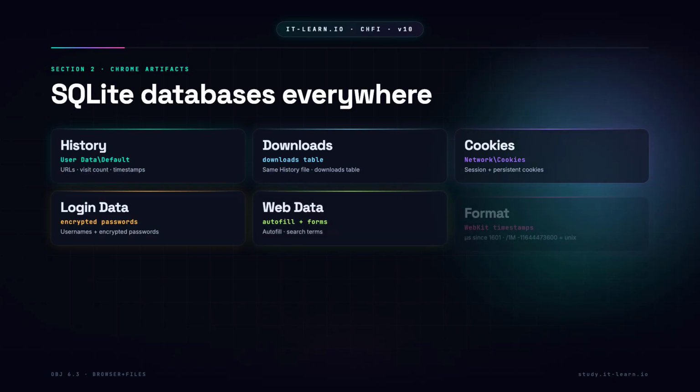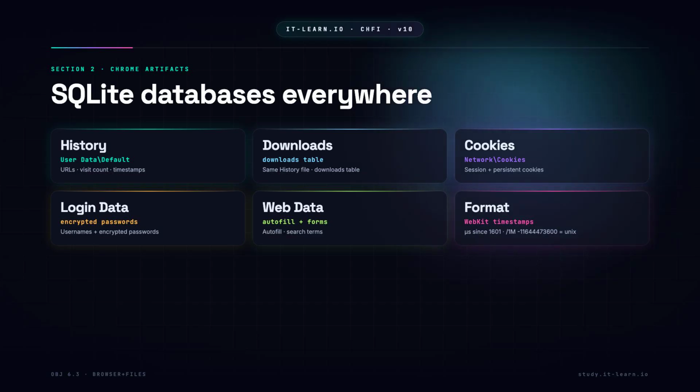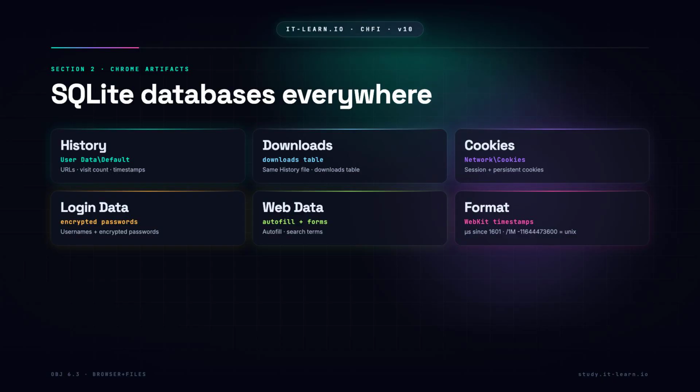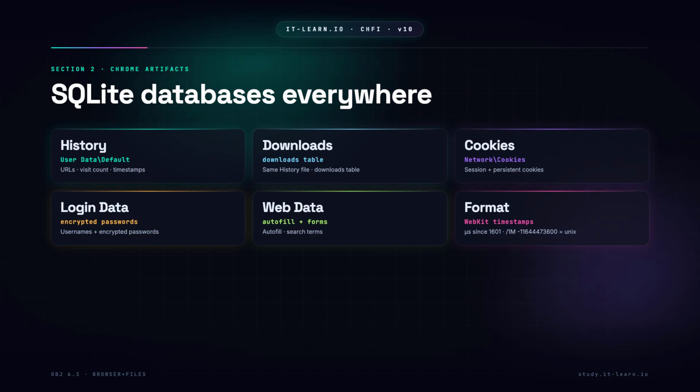Cookies at network /cookies: session cookies and persistent cookies. Login data: saved usernames and encrypted passwords. Bookmarks, JSON file. Web data: autofill data, search terms, form data. Shortcuts: typed URLs and searches. Autocomplete history. Extensions: installed browser extensions.